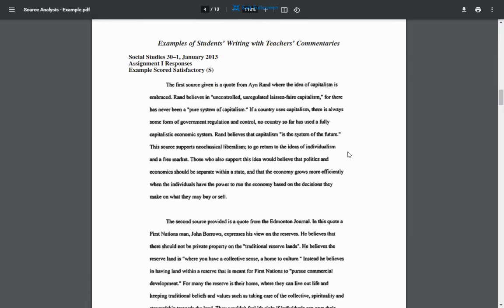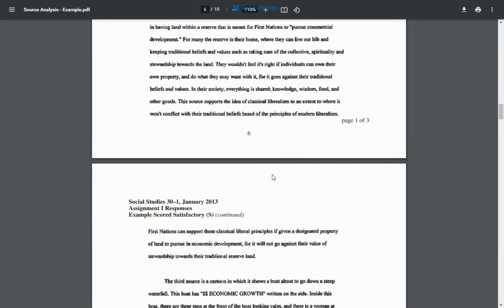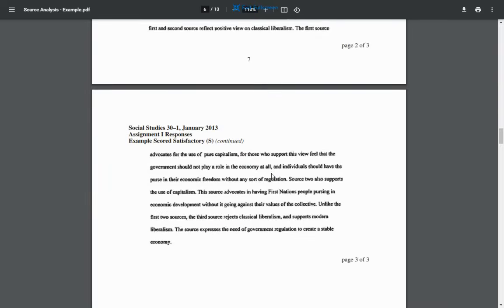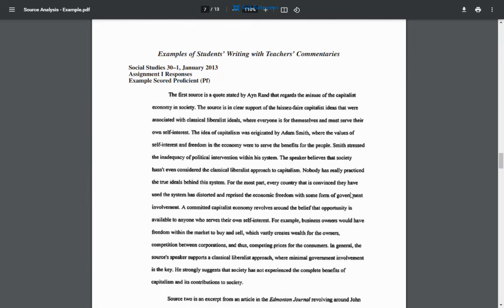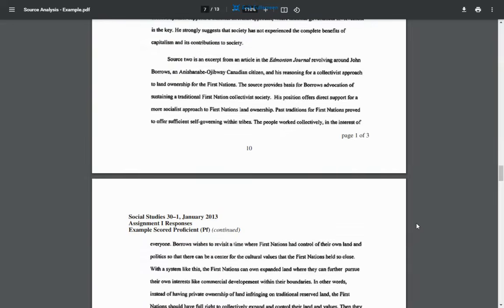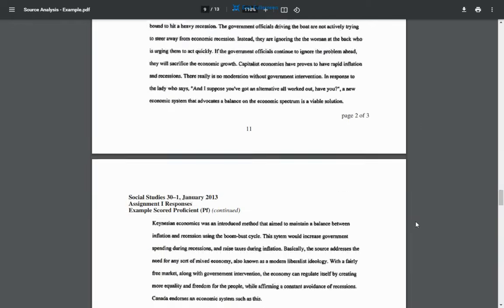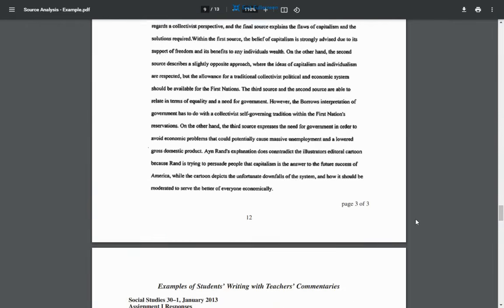You can continue scrolling down and see examples of students who have done this assignment in the past. This first student scored a grade of 60%, or satisfactory. Read what they wrote. Take a look at the 4 paragraphs and try to understand what's good about this, what's missing, and why they got 60%. Then when you scroll down a little further, you will see a student who got a grade of proficient, which means 80%. Read through their paragraphs and try to understand what they did better than the last student, and why they got 80%.